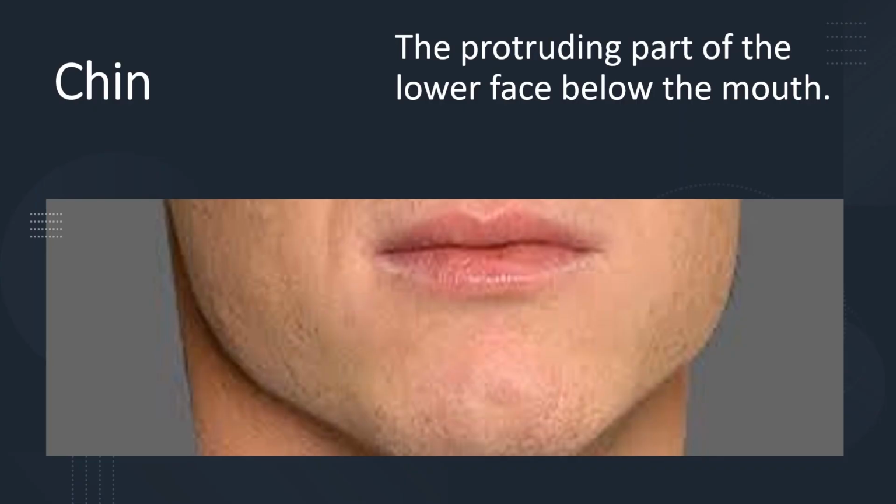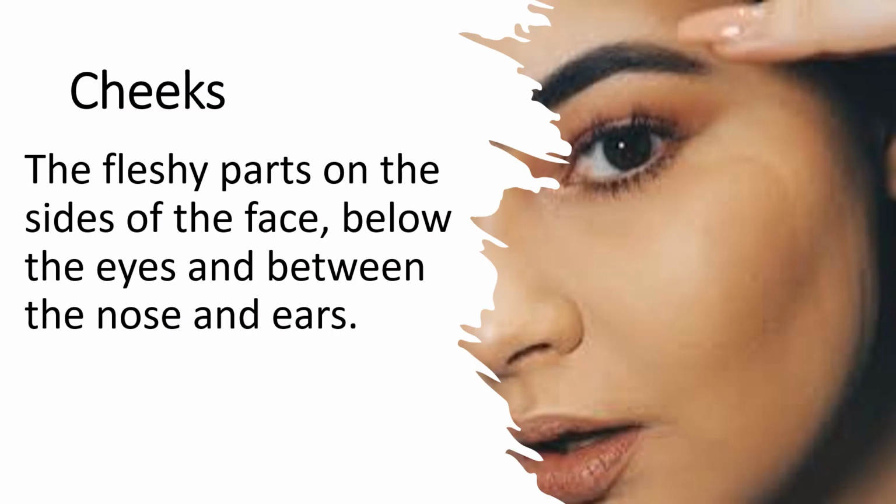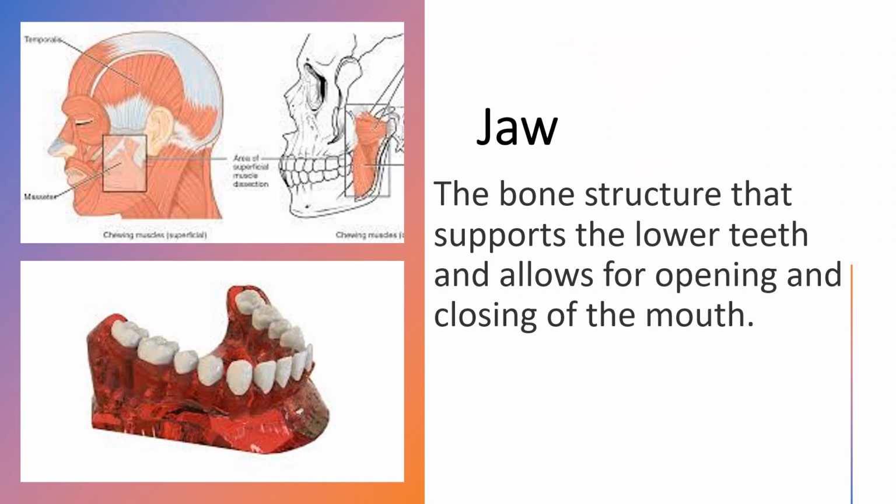Chin, the protruding part of the lower face below the mouth is called the chin. Cheeks, the fleshy parts on the sides of the face below the eyes and between the nose and ear. These are the cheeks. Jaw, the bone structure that supports the lower teeth and allows for the opening and closing of the mouth.